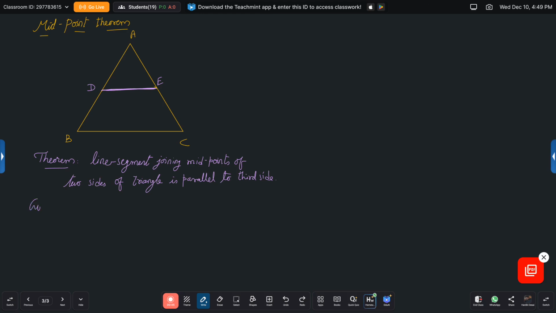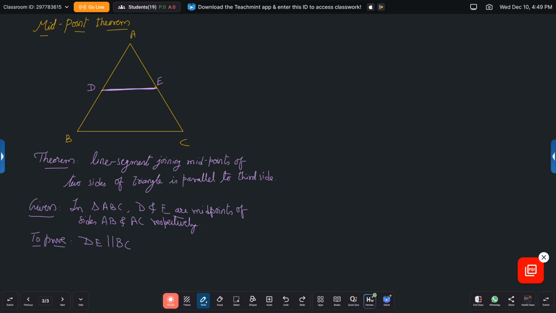So you can take it like this. Given: in triangle ABC, D and E are midpoints of sides AB and AC respectively. This is what is given. And to prove: you have to prove that this line segment joining the midpoints, that is DE, is parallel to BC. This is what you have to prove.